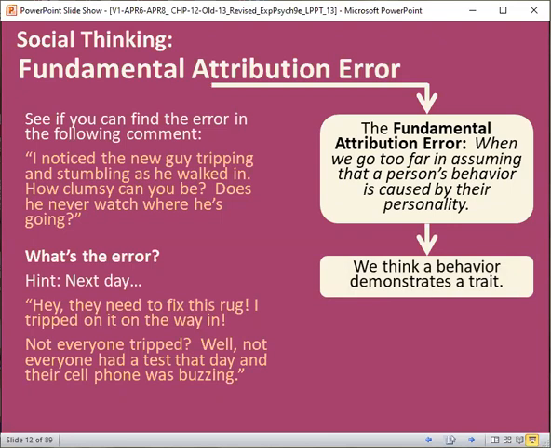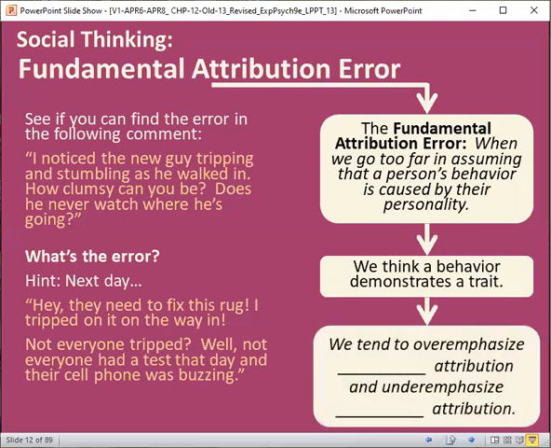They did this because that's the way they are. He stumbled because he never pays attention. He's clumsy. That's the way he is. So we tend to overemphasize the dispositional attribution or the internal attribution and underemphasize the situational attribution. So we focus more on the personality and less on the situations. That is what we tend to do, and that is, in essence, the fundamental attribution error.